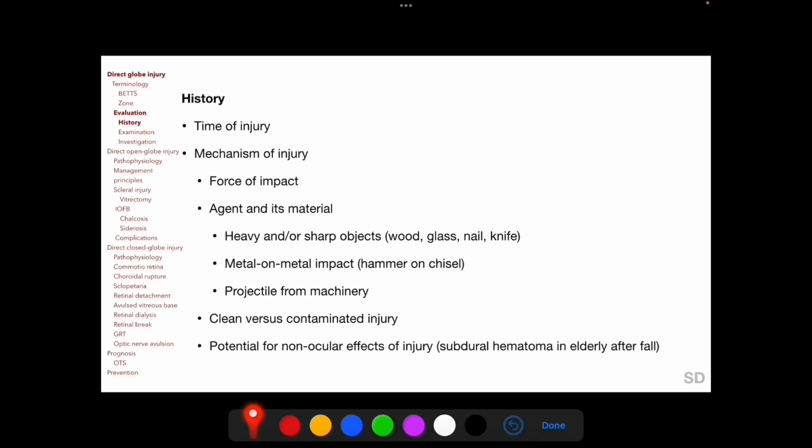History taking is very important in a patient with ocular trauma, and as detailed information as possible should be taken about the time elapsed since injury, the mechanism of injury, particularly regarding the force of impact, the agent involved and its material, whether the injury was due to heavy and/or sharp objects, during metal on metal impact such as when working with hammer and chisel, or due to projectile from machinery, whether the injury could be contaminated, increasing the risk of endophthalmitis, and the potential for non-ocular effects of injury such as subdural hematoma in elderly patients following a fall.